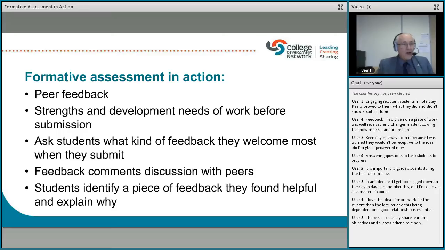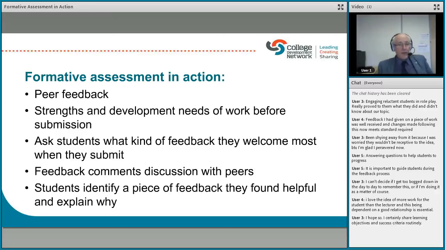But once we work on it and we build it into the process, it's amazing what they come back with, and it does all that stuff that we hear about involving students in their learning, but it also involves students in the assessment process. So when we get that question, how do we involve students in the assessment process? You ask for the feedback that they would welcome most. Feedback, comments, discussion with peers.